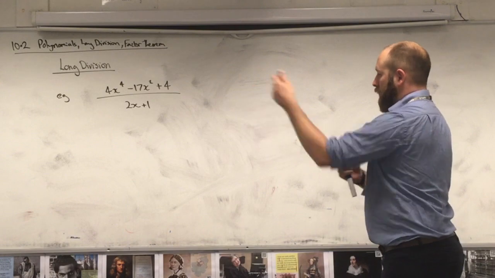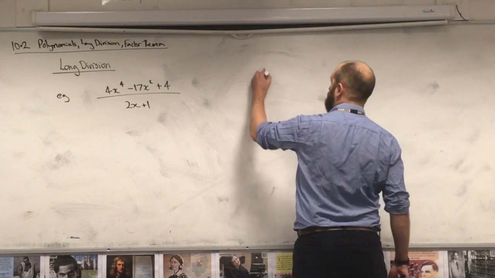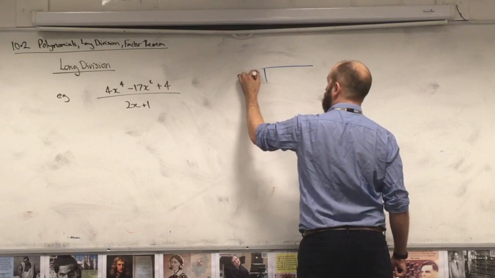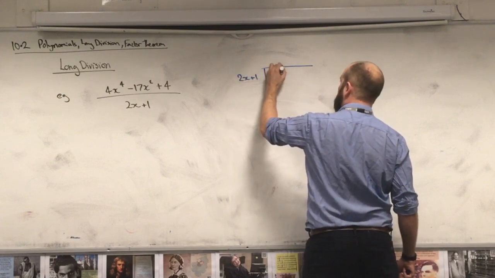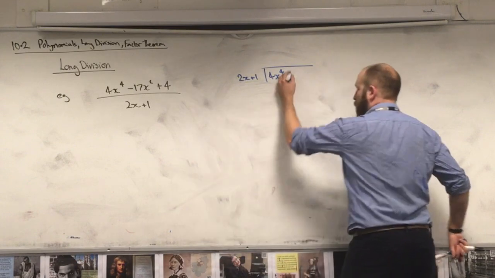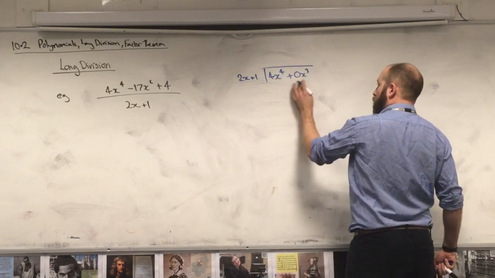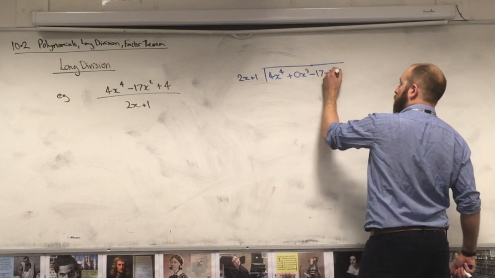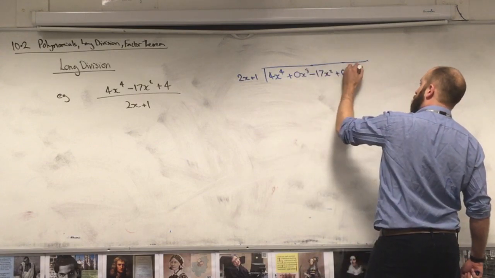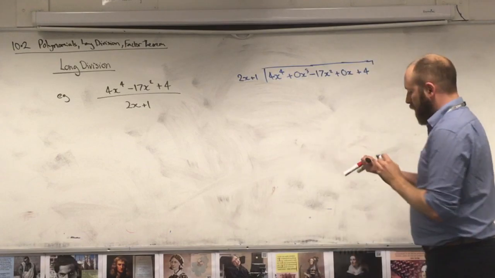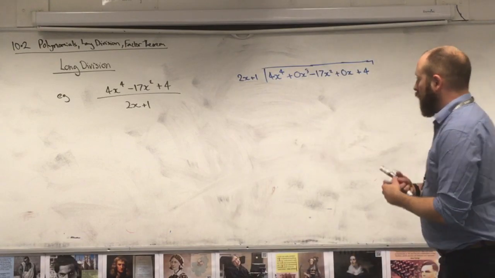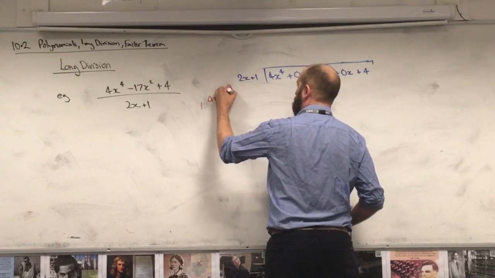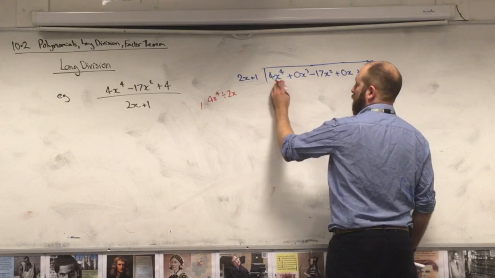Alright, so again trying to divide this, so let's set up the long division. So we've got 2x plus 1 dividing into 4x to the 4. Interestingly there isn't a cube term, so we're going to put in 0x cubed, just so we've got a placeholder. Then 17x squared, there's no x term, so plus 0x, and then plus 4. Right, so same again, step 1. We're going to do 4x to the 4 divided by 2x. So we get 2.